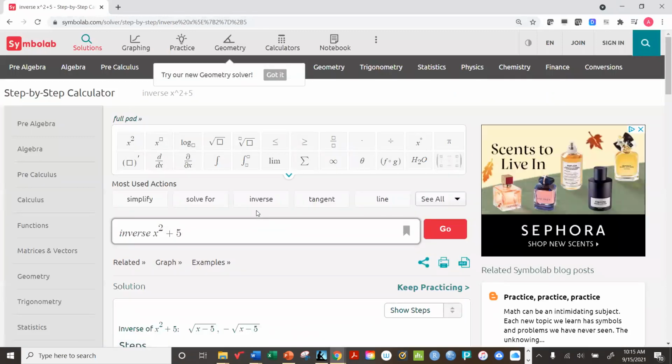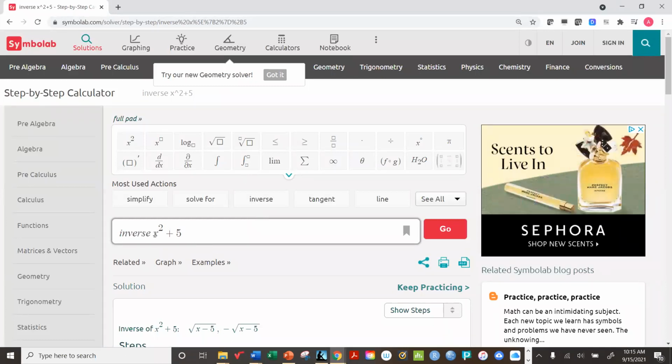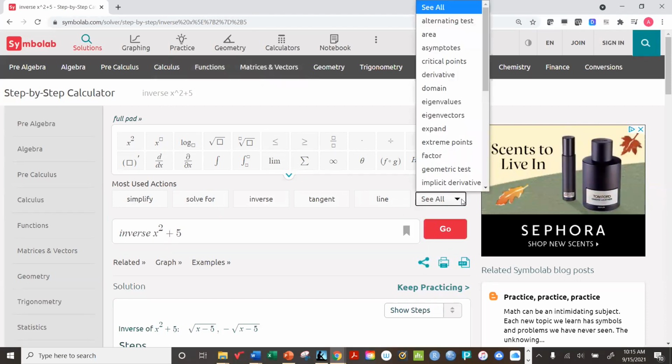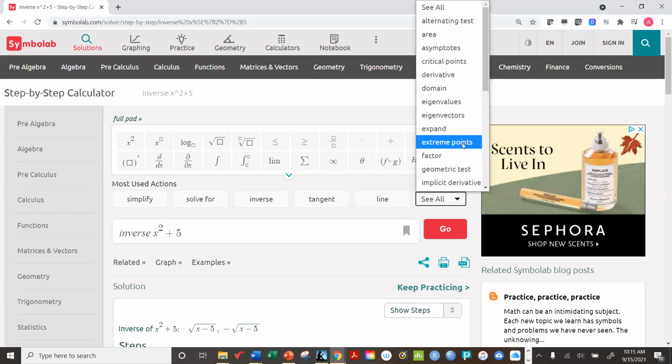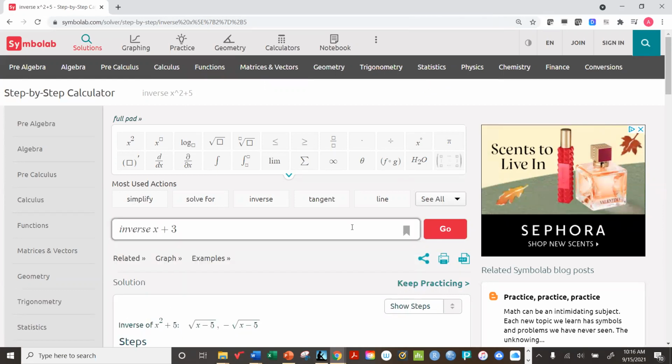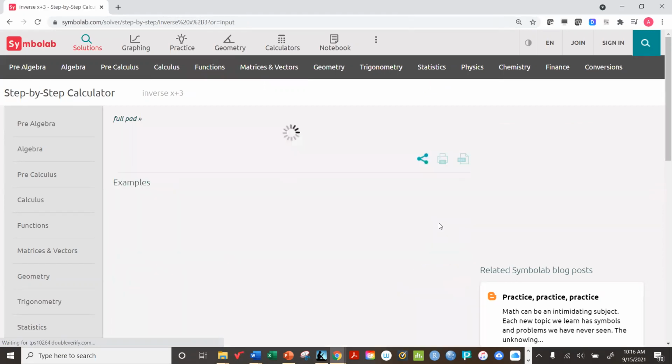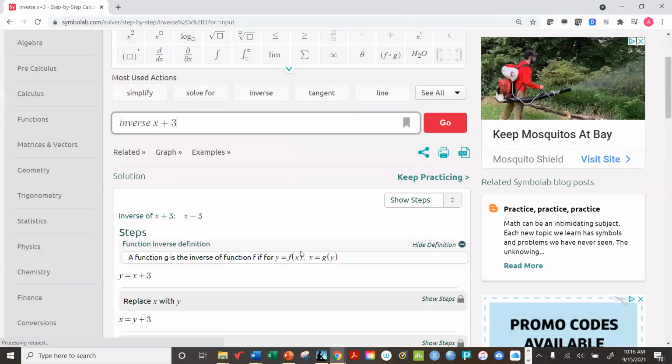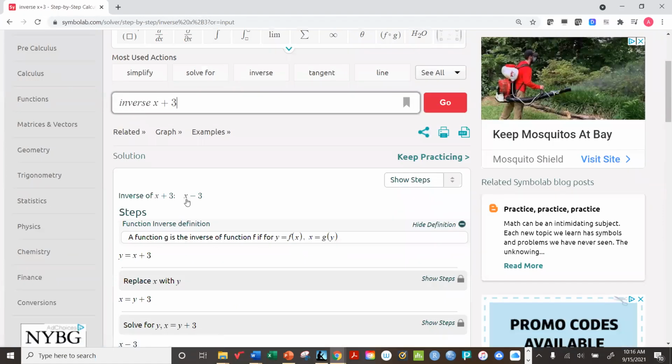Oh, well, what do you know? I didn't think about that. It has a button here called inverse. I don't know where that was hiding. Oh, it was over here. I get it now. So in other words, we were supposed to look in this menu. All right, well, let's try it. So remember, originally we had x plus 3. And it's saying right here, well, the inverse is x minus 3. So we've done it correctly.